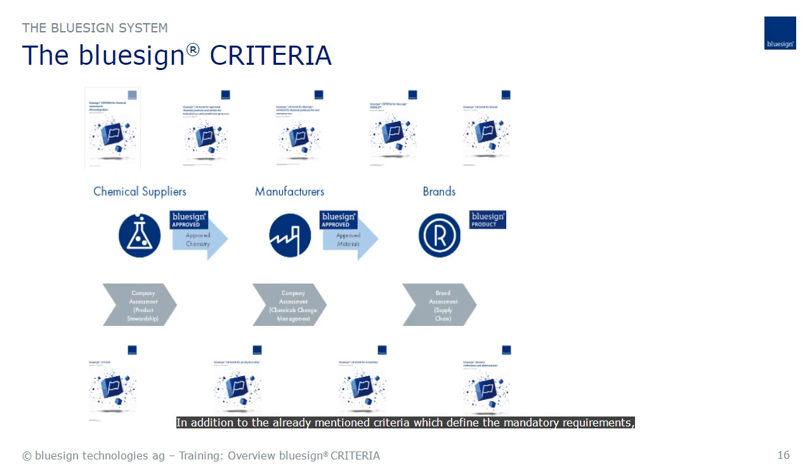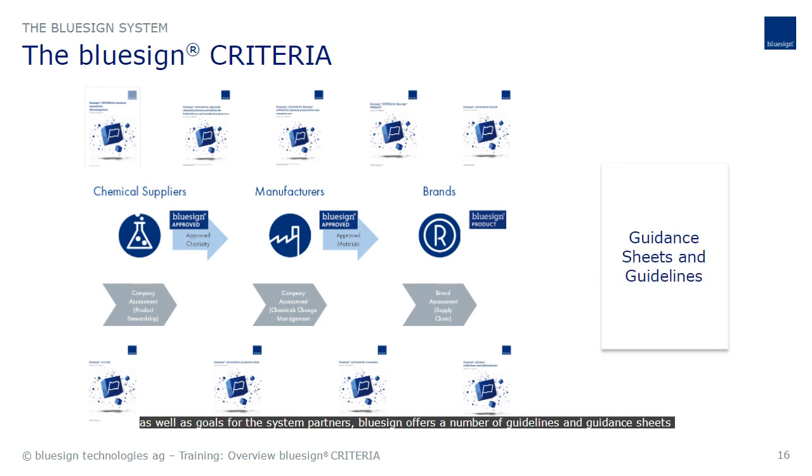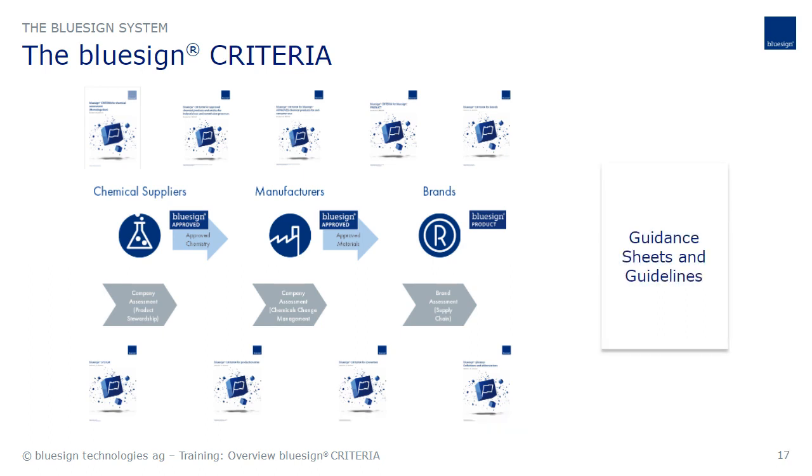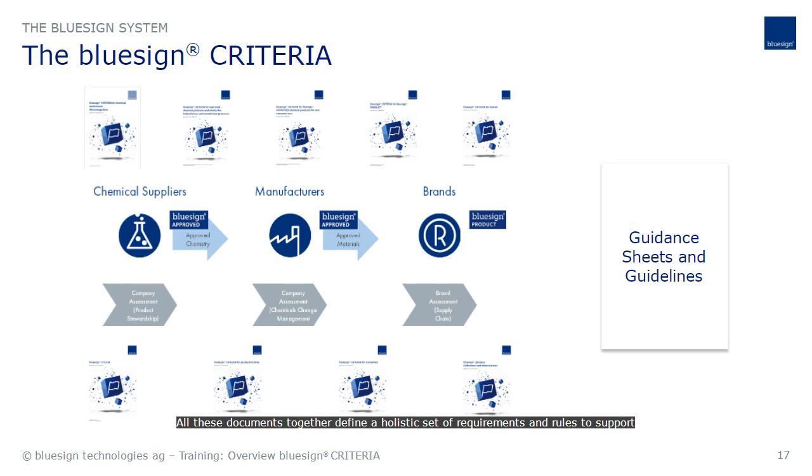In addition to the already mentioned criteria, which define the mandatory requirements as well as goals for the system partners, Bluesign offers a number of guidelines and guidance sheets to the system partners, which give further detailed advice on specific topics and support a responsible textile production. All these documents together define a holistic set of requirements and rules to support system partners on their way to sustainable production. Of course, local and national rules and regulations have to be followed in any case by all companies.